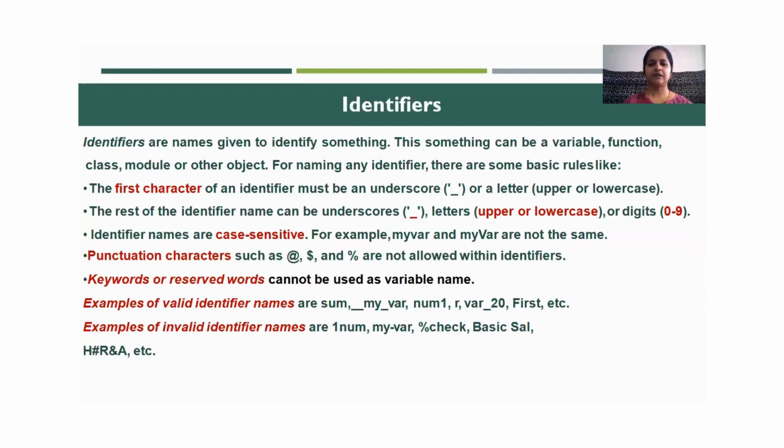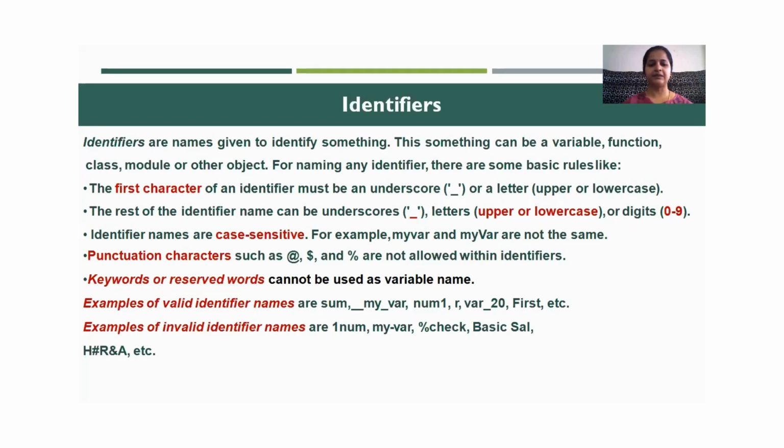Again, letters can be uppercase or lowercase. Identifier names are case sensitive. Punctuation characters such as @, dollar, or percent are not allowed within identifiers. Keywords or reserved words cannot be used as a variable name. Examples of valid identifier names are given here, that is sum, _my_var, num1, etc.